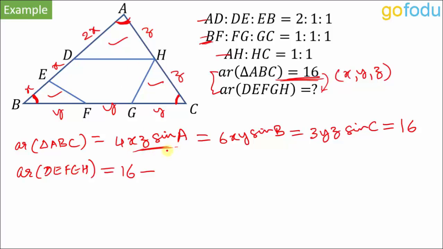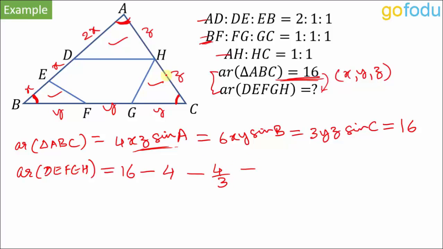Xz sine A, from here we can say xz sine A is 16 upon 4, that is 4 units, minus area of this triangle EBF. What is EBF? That would be half xy sine B. If I transpose this 6 here, xy sine B is 16 upon 6. Half xy sine B will be 8 upon 6, that is 4 by 3.